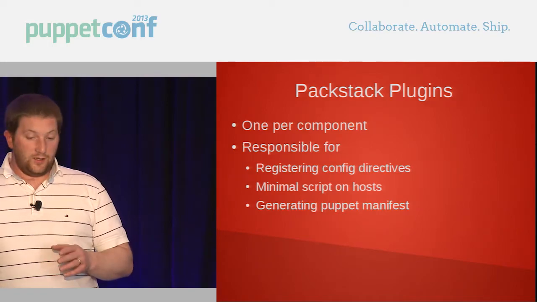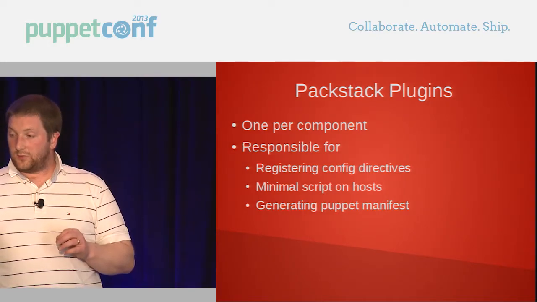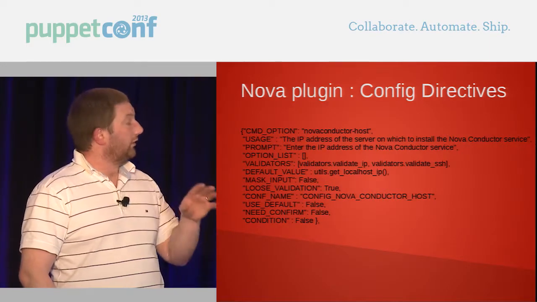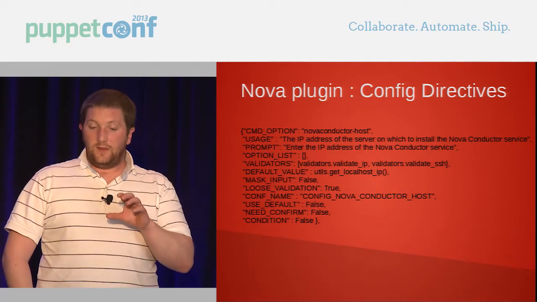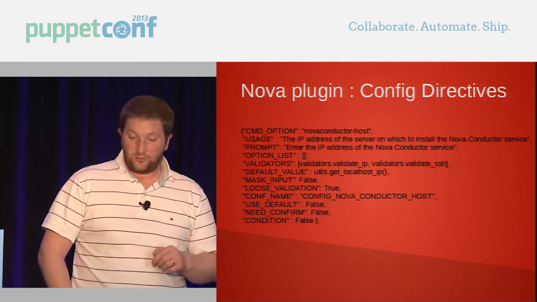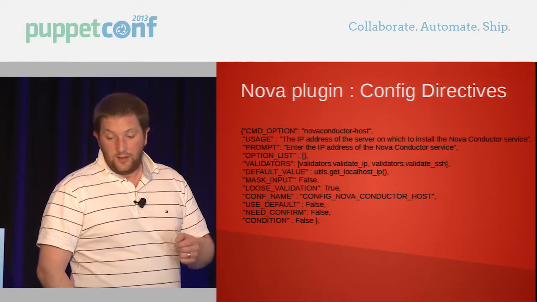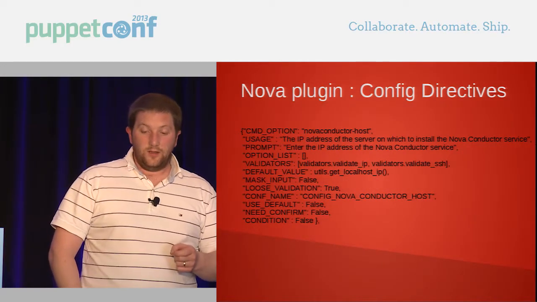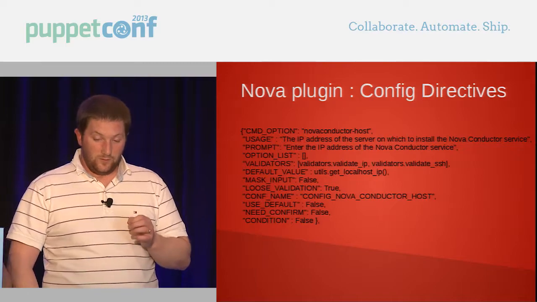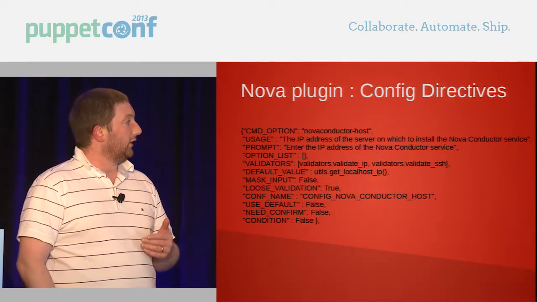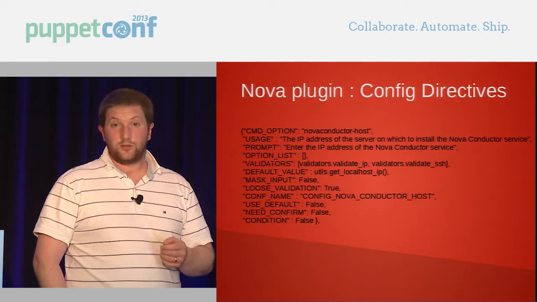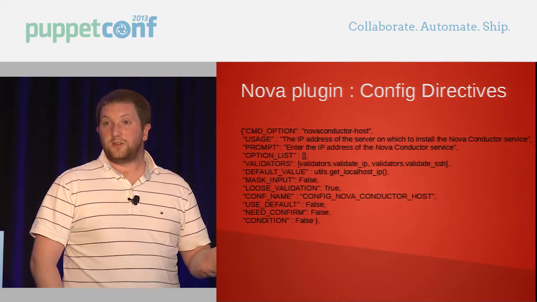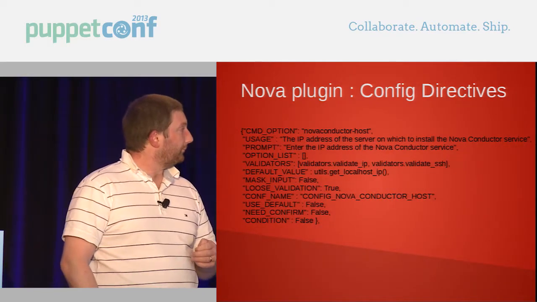So to take a look at one of the specific plugins, don't worry, you don't need to worry too much about this, but this is how we register the directive. This is a Python dictionary. This particular one is asking which host you would like to install the Nova conductor service on. This is one of the services of the OpenStack compute component.